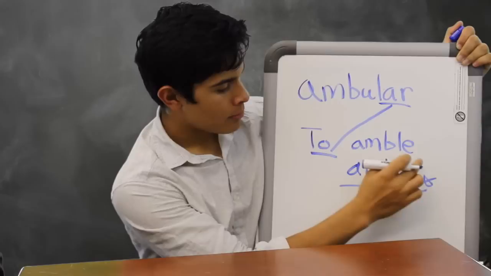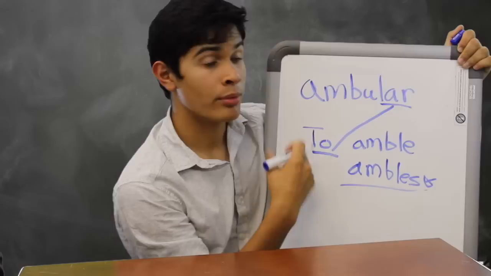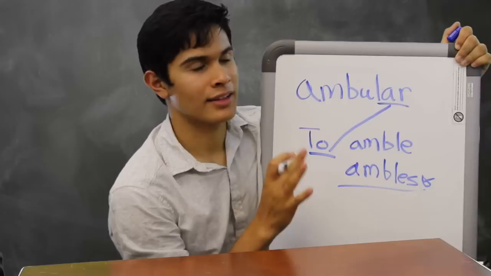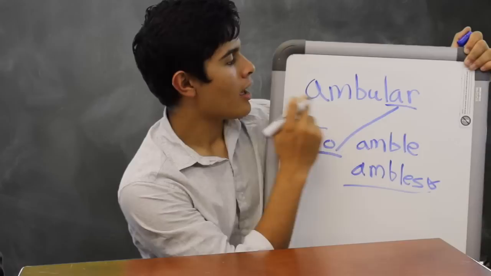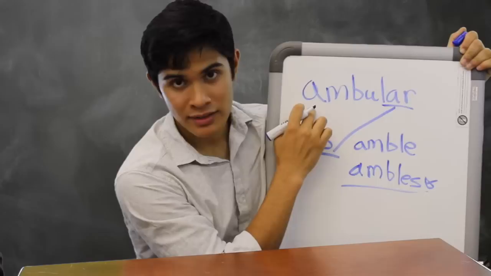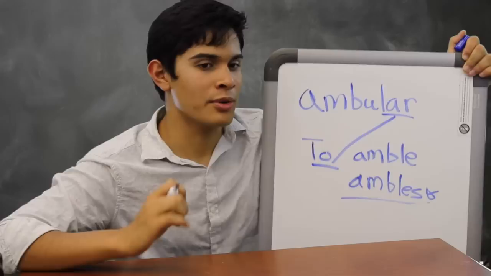To amble is the infinitive. Ambles is the conjugated version, the conjugation. And ambular is the infinitive, and obviously it has its own conjugations, which we will go into in more detail in our next class. Okay.